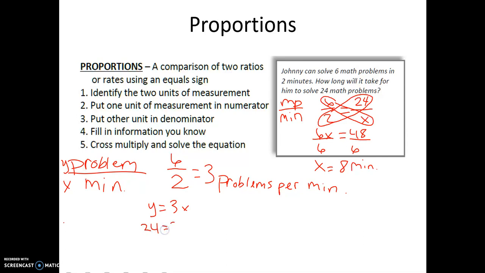24 equals 3x. And so we're dividing both sides by 3. 24 divided by 3 is 8 equals x. X is the number of minutes. So set it up as a proportion, set it up as an equation. That's why we have our equations.